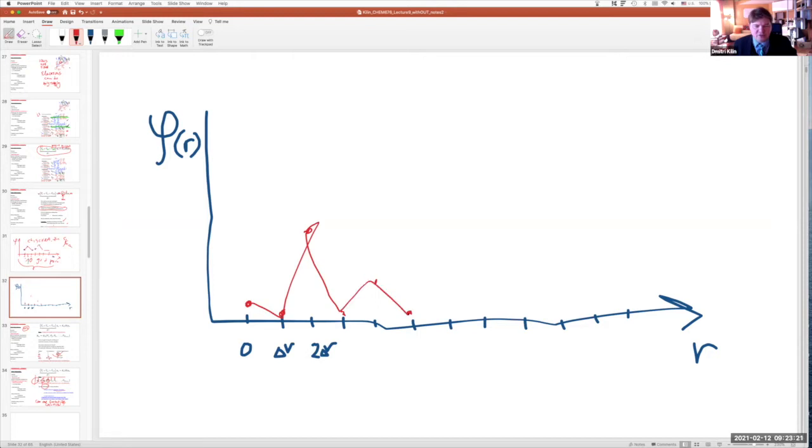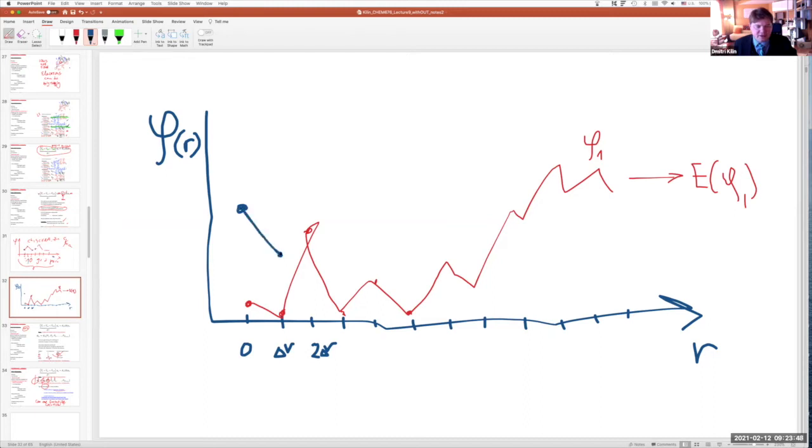So suppose our wave function has this arbitrary shape, and for such a function we can compute the total energy of this, let's say, function 1. Then we can repeat this procedure and do another set of random numbers, make another function, another random function.